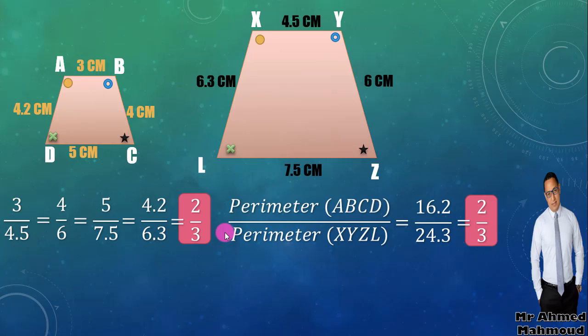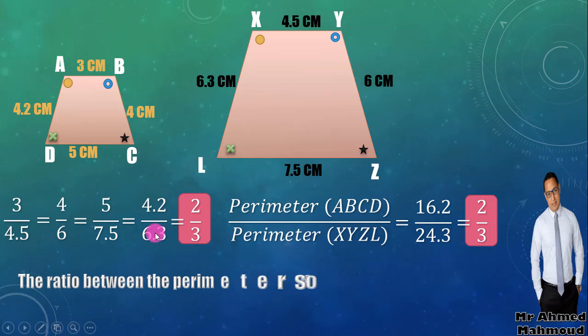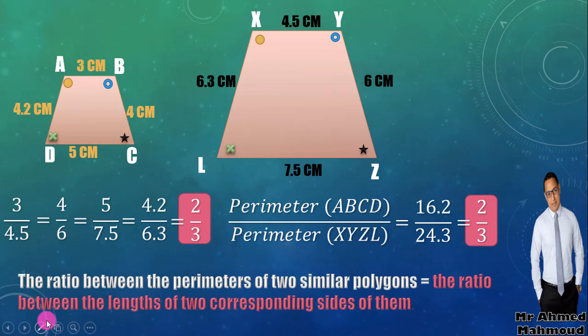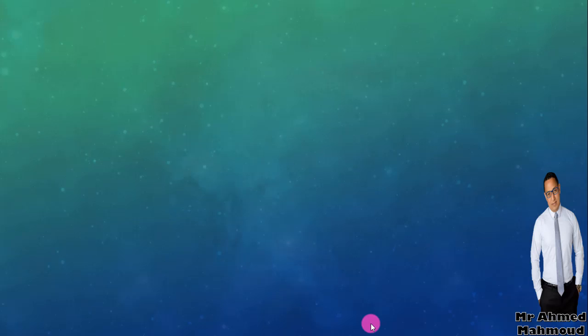Okay, so the ratio between the perimeters of two similar polygons is equal to the ratio between the lengths of two corresponding sides of them. And it's very clear and very important. Okay, example 3.